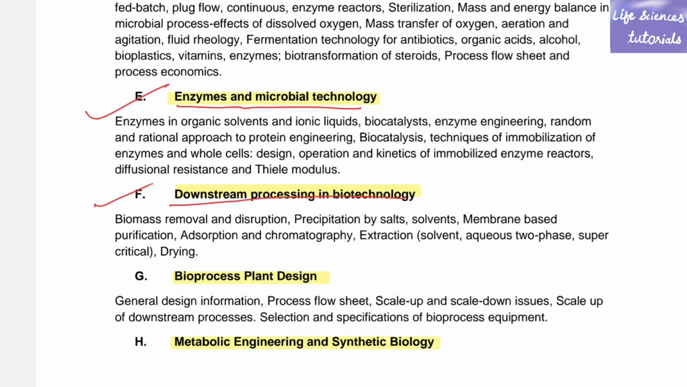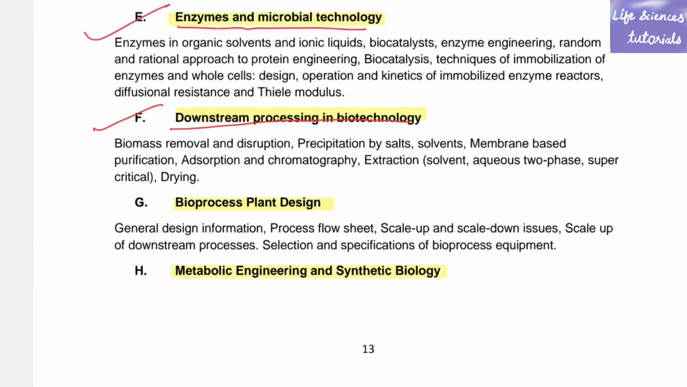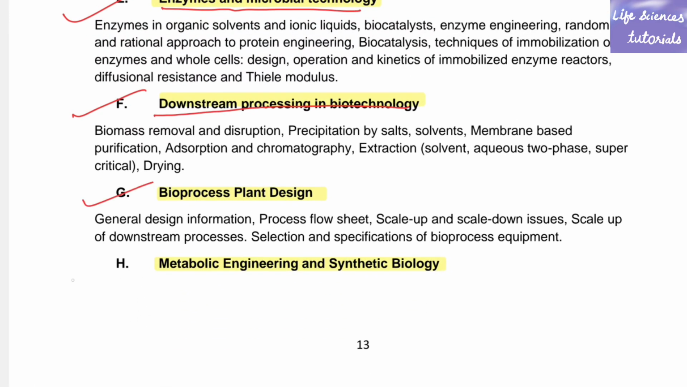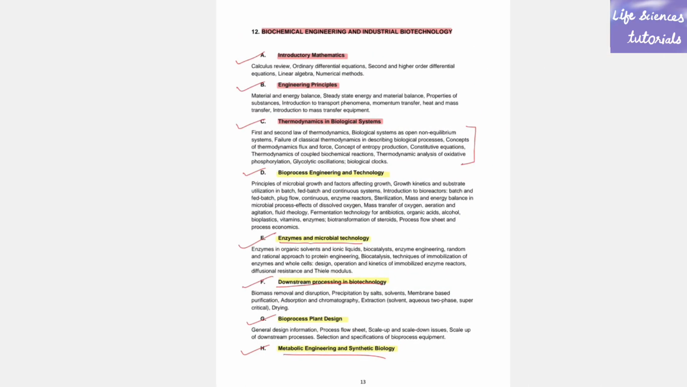Next, we have downstream processing. Again, all this is part of fermentation technology, bioprocess engineering. So, what are the various techniques to purify the products? So, downstream processing. Then we have the bioprocess plant design and metabolic engineering and synthetic biology. Some of the initial parts, mathematics has been added, but definitely learn some basics of it, which is required for your future. And the rest, definitely you can skip.